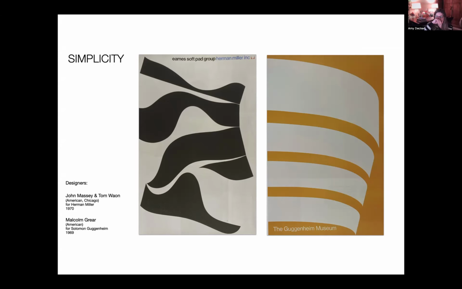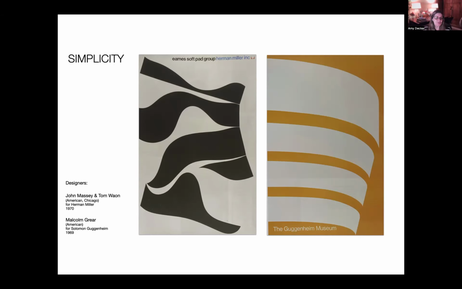And it just says Eames, Soft Pad Group, Herman Miller. It doesn't show you a piece of furniture. It literally is just giving you an expression of what you will feel sitting on this soft padded furniture. It isn't showing us anything representational.